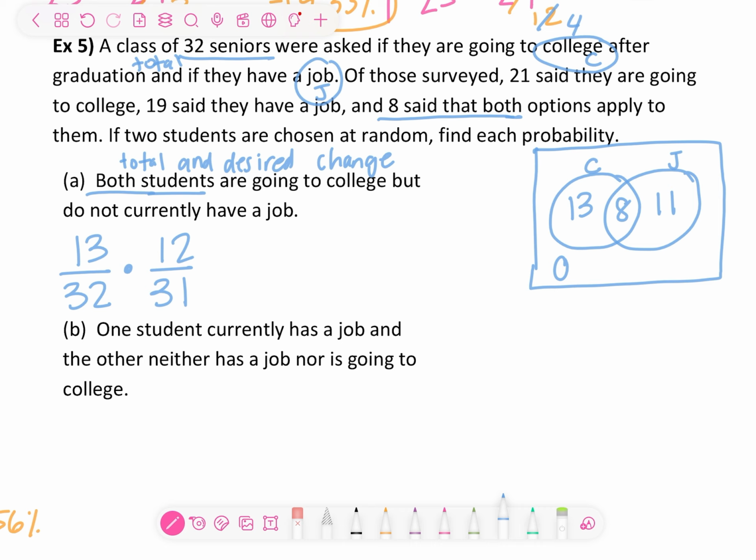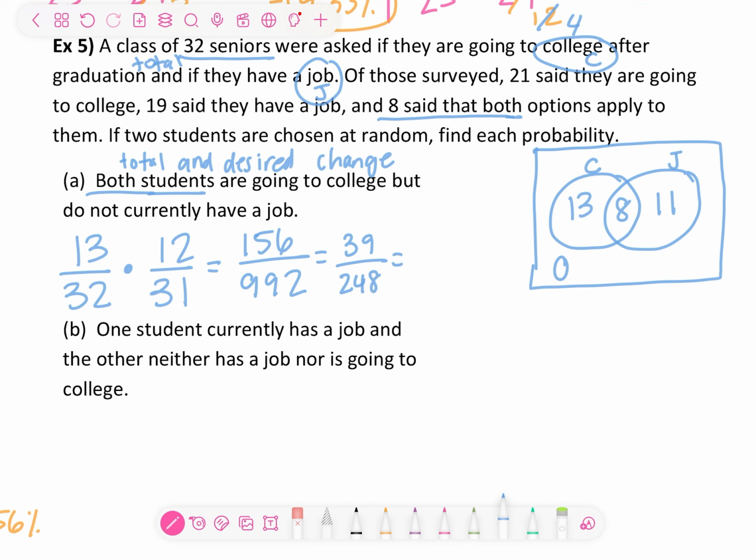All right, so let's go ahead and simplify that. I can simplify a little ahead of time if I want to, but I'm just going to go straight for it. 13 times 12 is 156, and then 32 times 31 is 992. We can simplify this. If you use the alpha button and the one next to it, it'll be faster. That's going to be 39 out of 248.